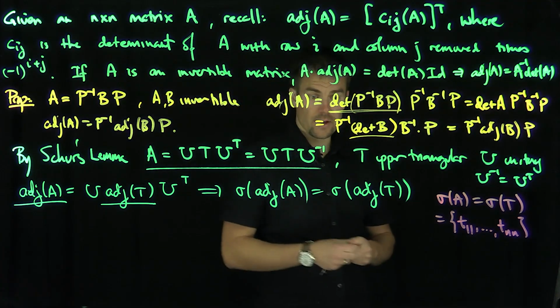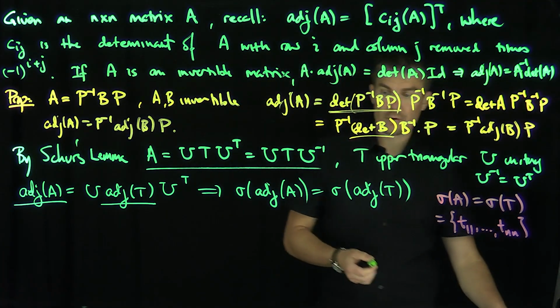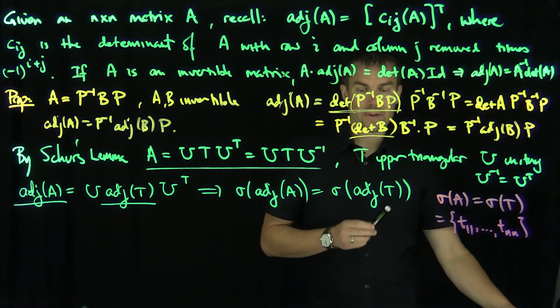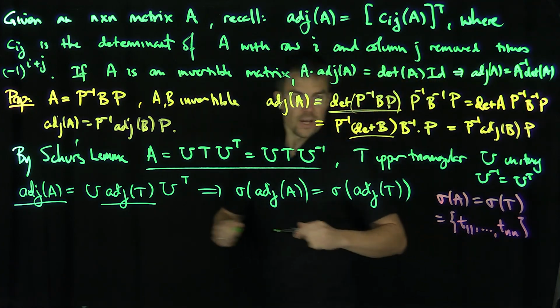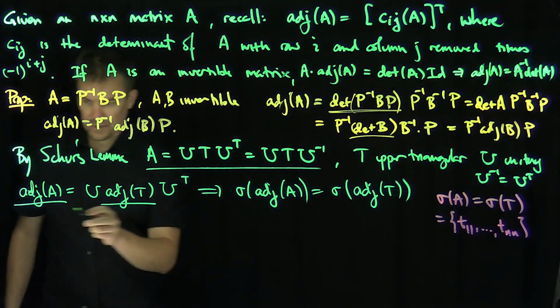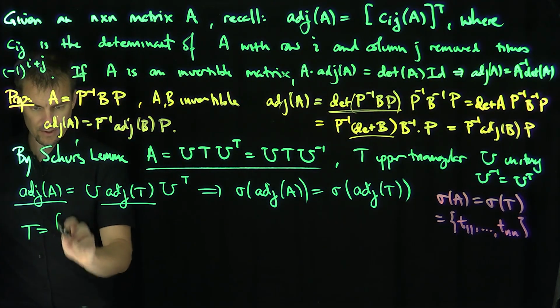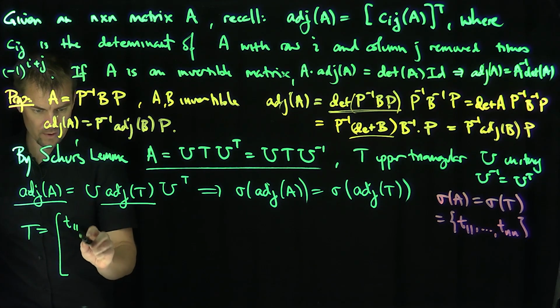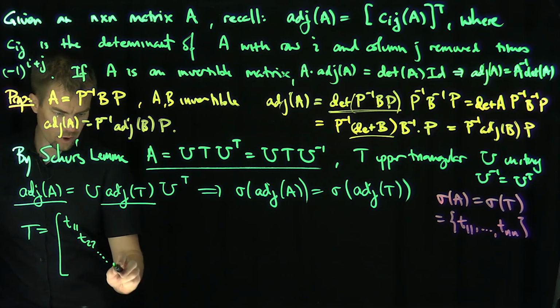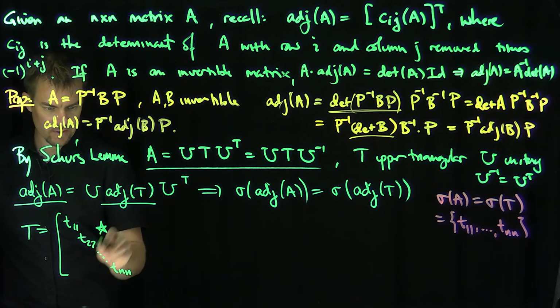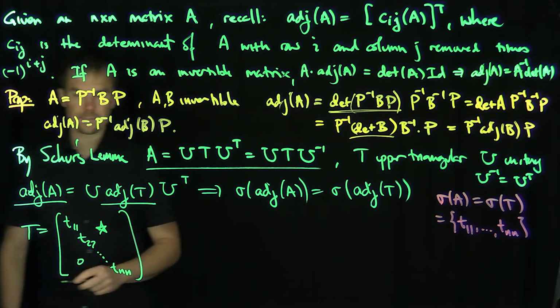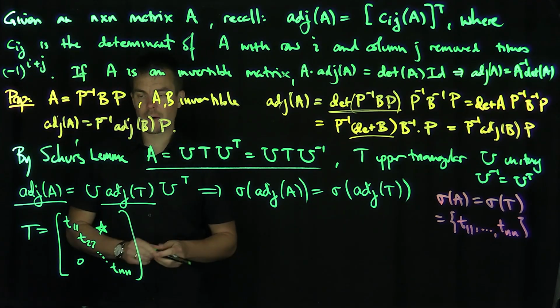And so now that's great, because what we can do now is say, okay, I can figure out what the spectrum of the adjugate of T is, right? So in other words, if we look at this upper triangular matrix T, what does T look like? So T looks like this. It looks like T11, T22, all the way down to Tnn, and there's some elements above it and some elements below it over here, right?